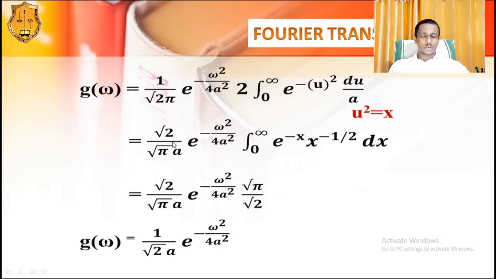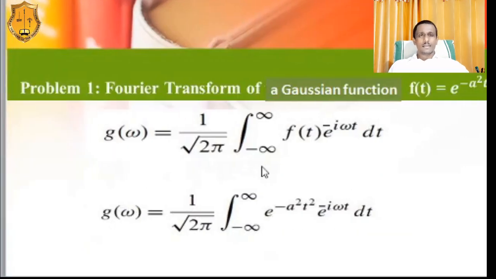Therefore, our equation changes to root 2 by root π a into e raised to minus ω squared by 4a squared into root π by root 2. On rearranging, we obtain g(ω) as 1 by root 2 a e raised to minus ω squared by 4a squared. That is also another Gaussian. So, the bigger a is, the narrower the original Gaussian but the wider the Fourier transform.